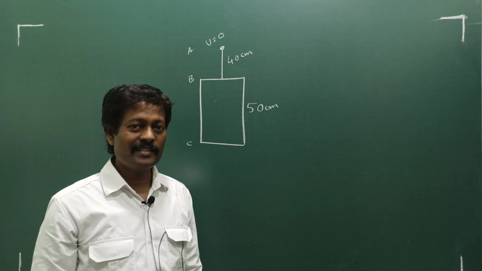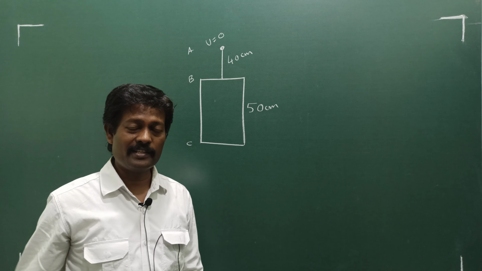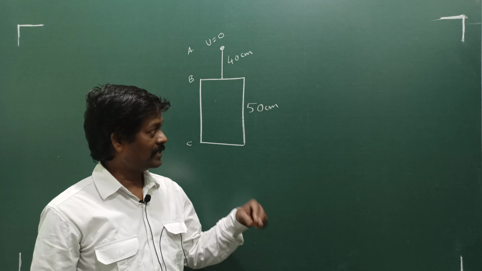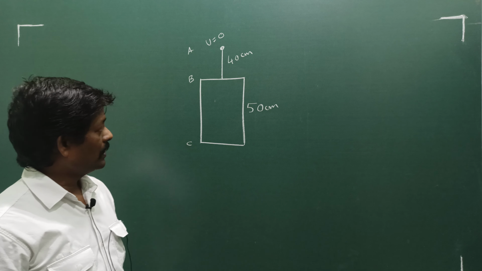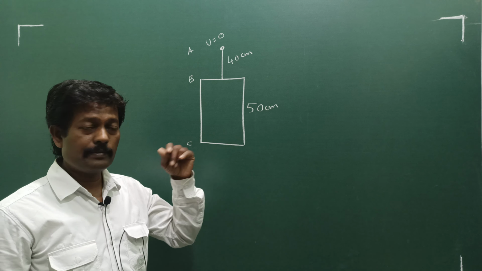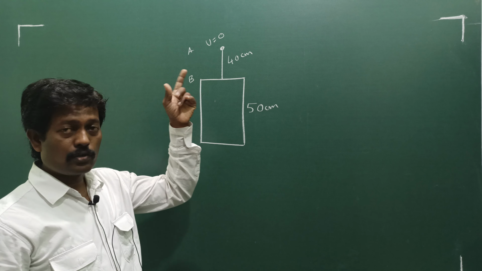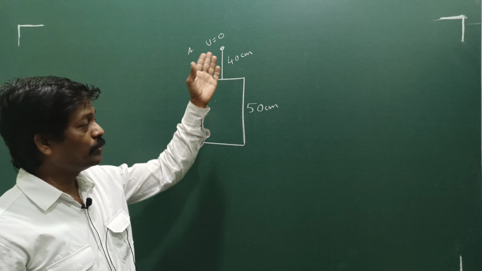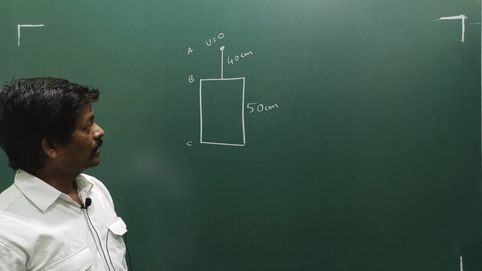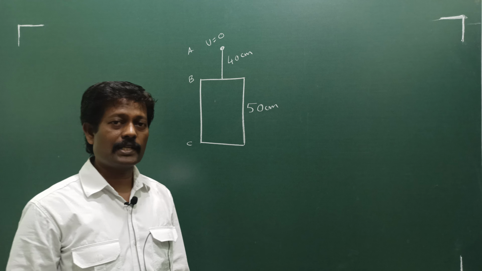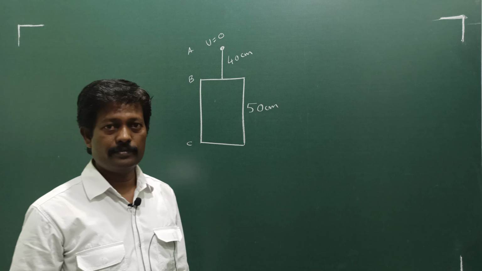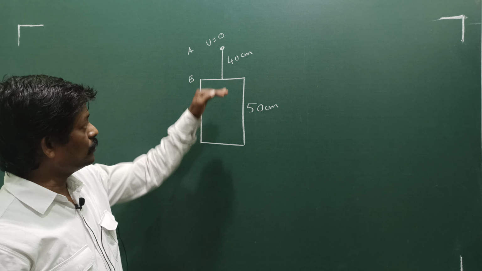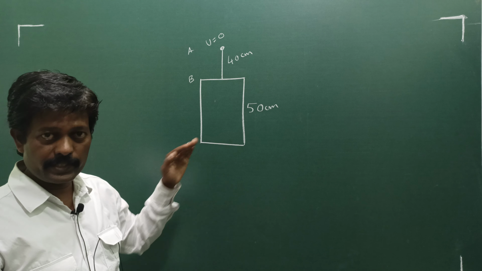Okay, good morning students. Today we shall see one more trick in kinematics. Here's a problem on the board. There's a window of length 50 centimeters and the ball is dropped from a height of 40 centimeters above the window. Dropped means u is 0, of course. Now the question here is how much time it takes to cross the window, just to cross the window from B to C.